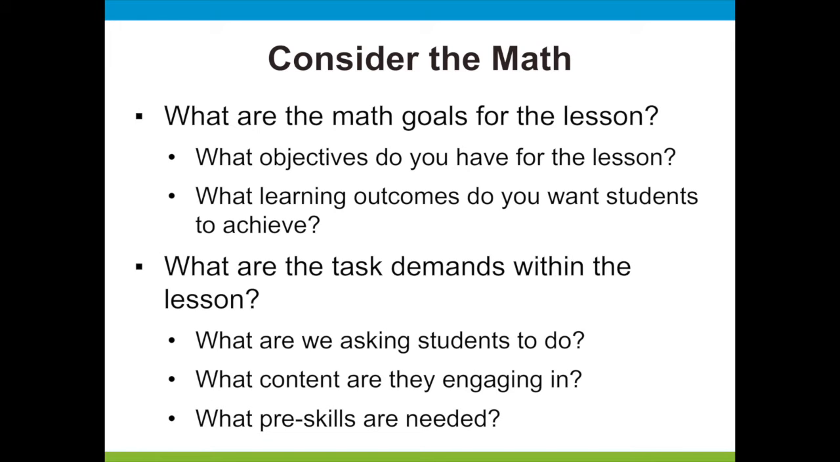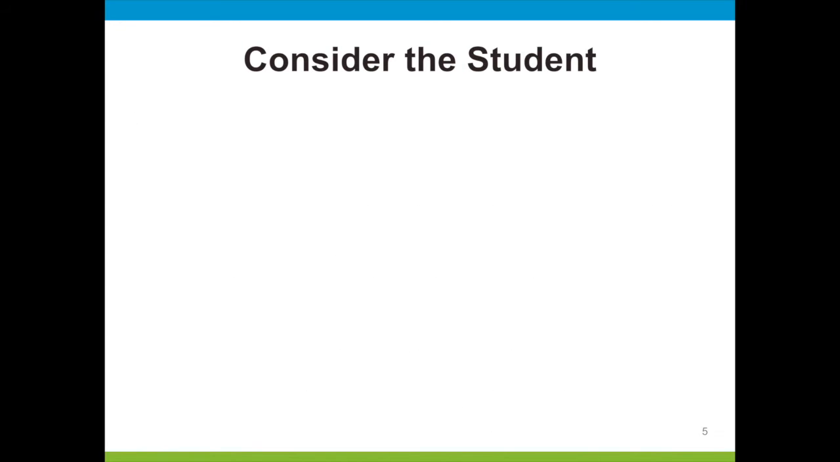What are we asking students to be able to do during the lesson or activity? It is also important to think about the pre-skills needed. For example, the task demands may be that students have to extend a pattern, draw a pattern, or understand what a pattern is. Think about the task demands as things students need to be able to do to accomplish the lesson. Next, we will look at the student.